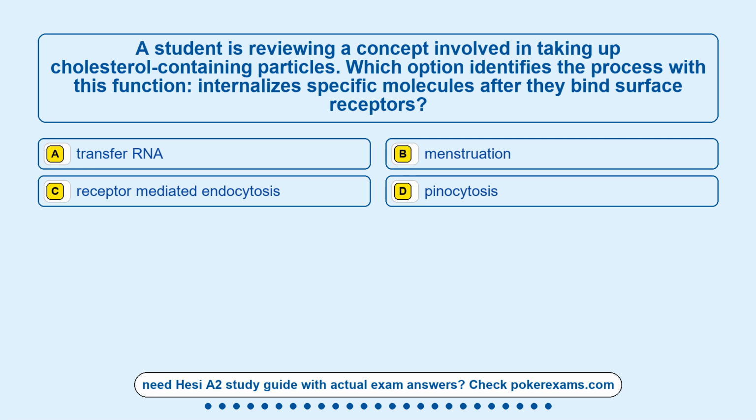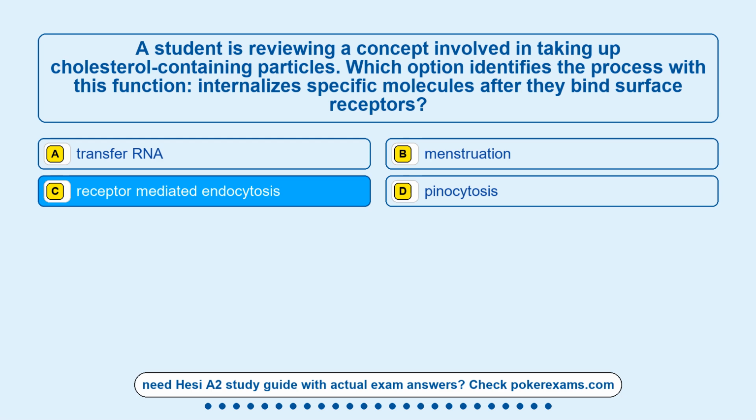Which option identifies the process with this function, internalizes specific molecules after they bind surface receptors? Option A, transfer RNA. Option B, menstruation. Option C, receptor-mediated endocytosis. Option D, pinocytosis. The correct answer is option C, receptor-mediated endocytosis.